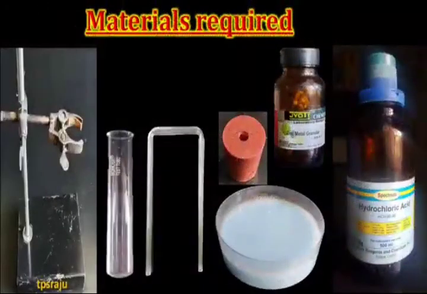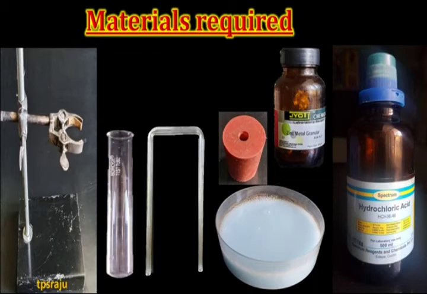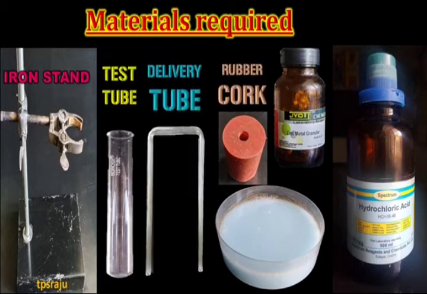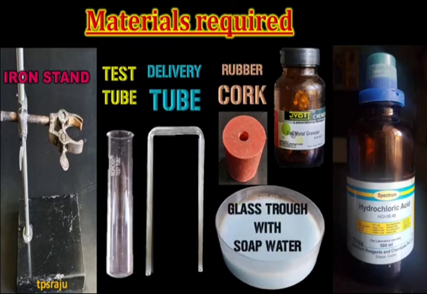Here we can see the apparatus and the materials which are required. Okay, this many items are required for the production of hydrogen gas. First, an iron stand, a test tube, a delivery tube, a rubber cork, a trough with soap water, a zinc metal, and dilute hydrochloric acid.